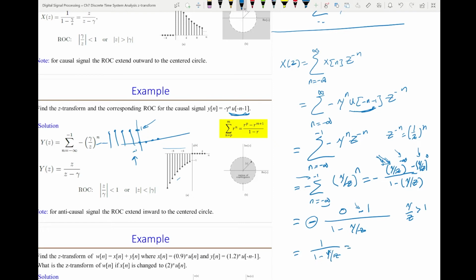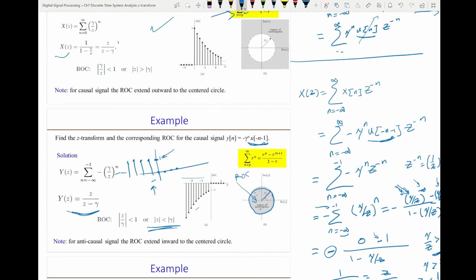Multiply numerator and denominator by z, I get z over z minus gamma. And here, the region of convergence: gamma is larger than magnitude of z, or z is less than gamma. And because gamma can be complex, we just take the magnitude. So if I draw this region, I plot a vector of gamma length and plot a circle, and any z value inside this circle will have a magnitude less than gamma. So this is the region of convergence, and that's Y of z. Exactly the same as this X of z here, except the region of convergence is different.